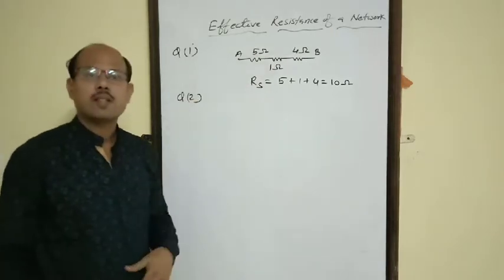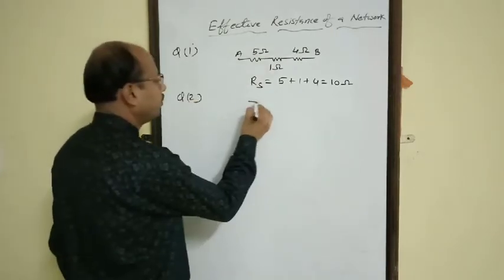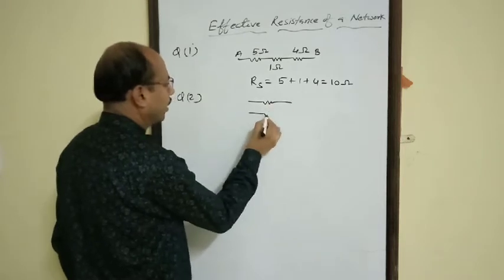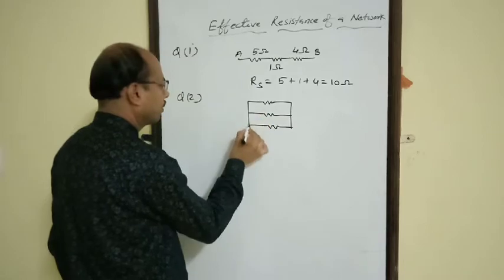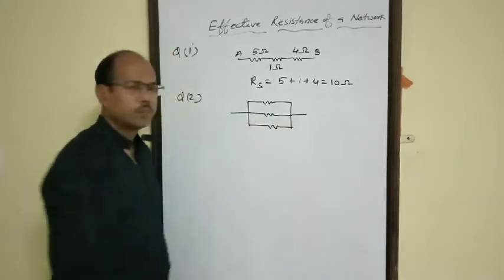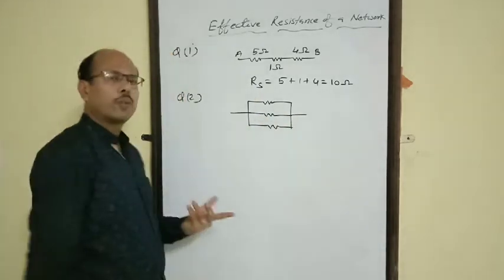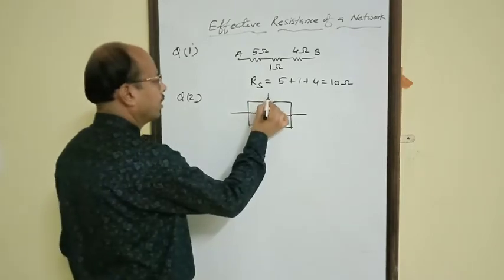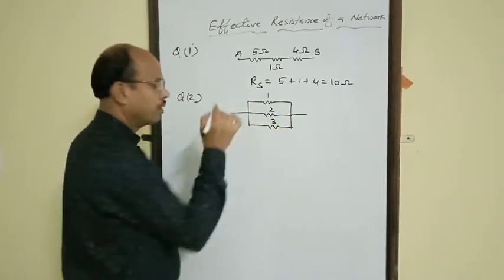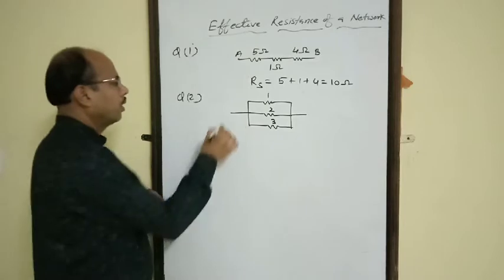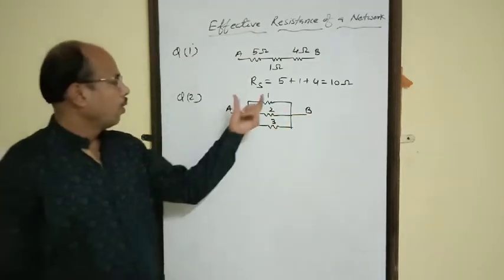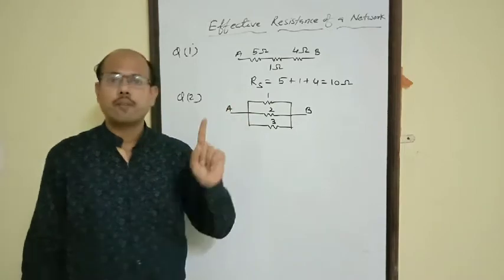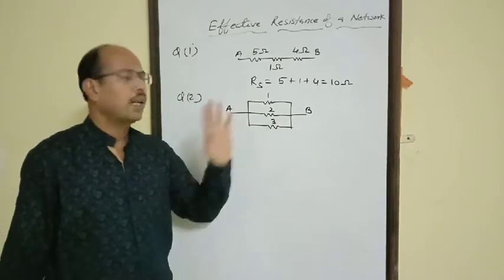Similarly, I can take the second question. The same resistors are connected in parallel. I am drawing the diagram so that you can easily understand. We can change the value or we can put the same value. Let us suppose here it is 1, here it is 2, here it is 3. This is A and this is B. The question is: find out the effective resistance between A and B.